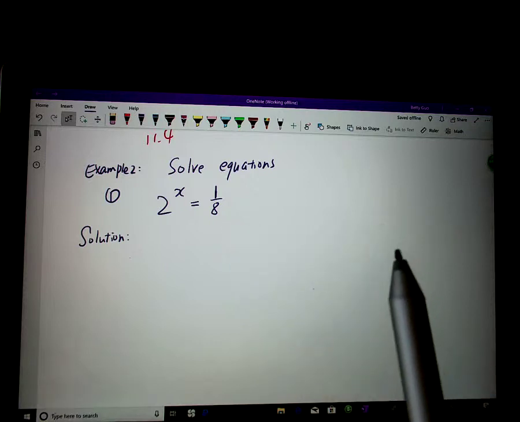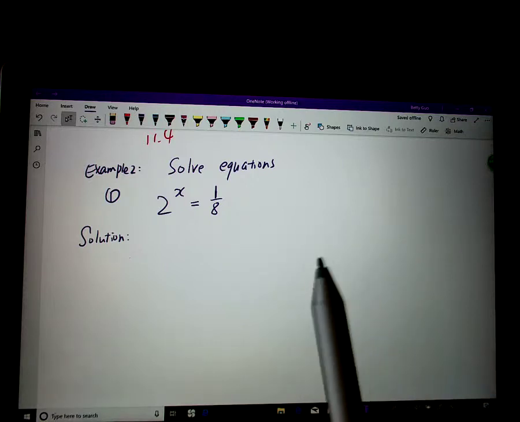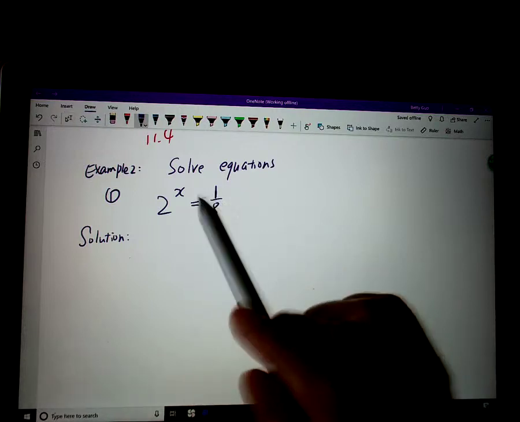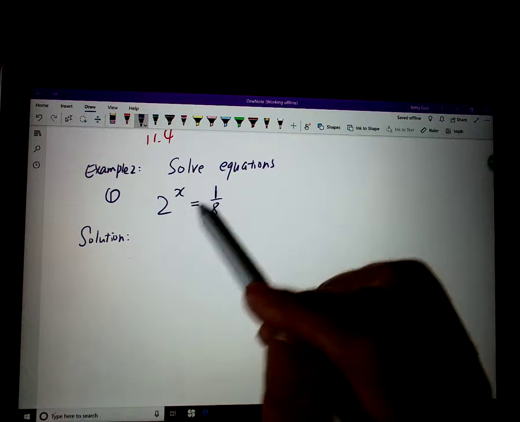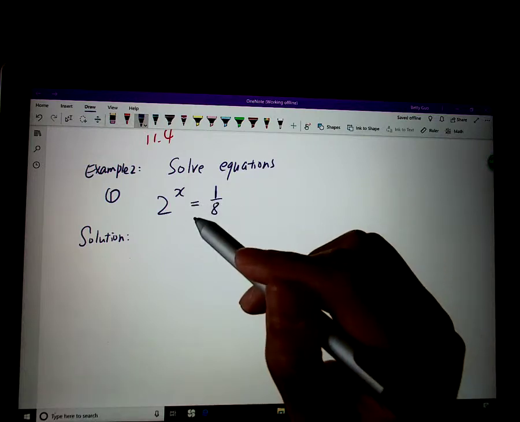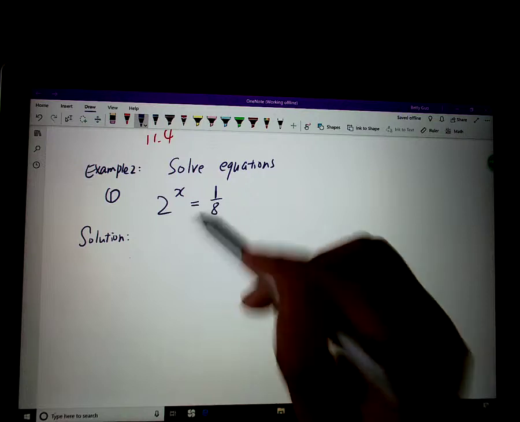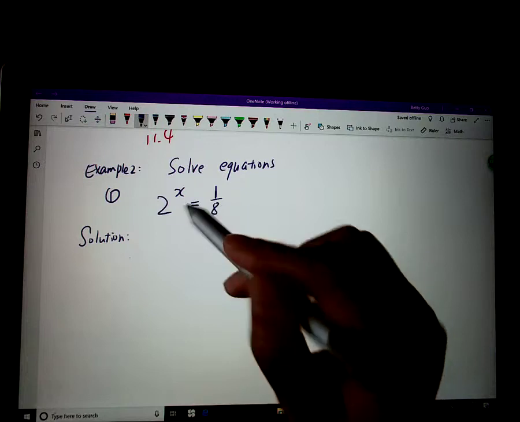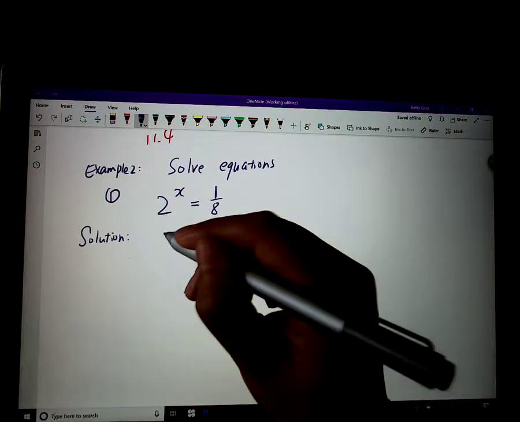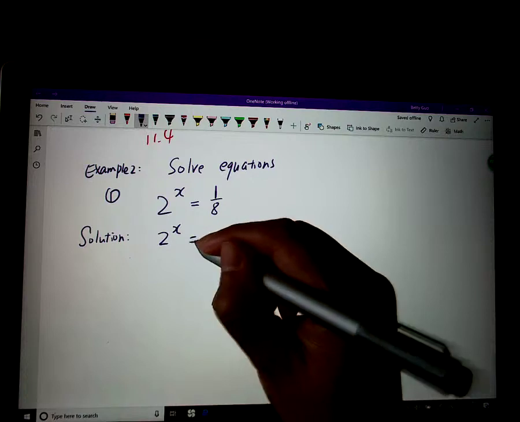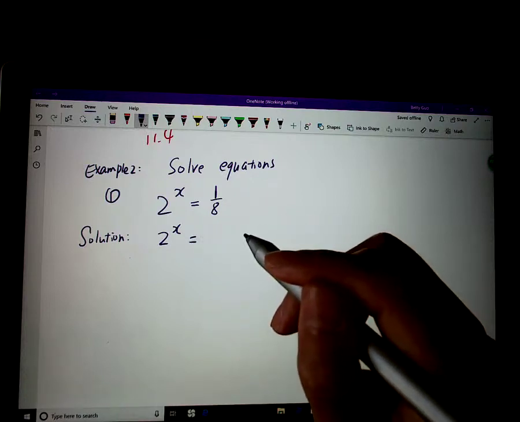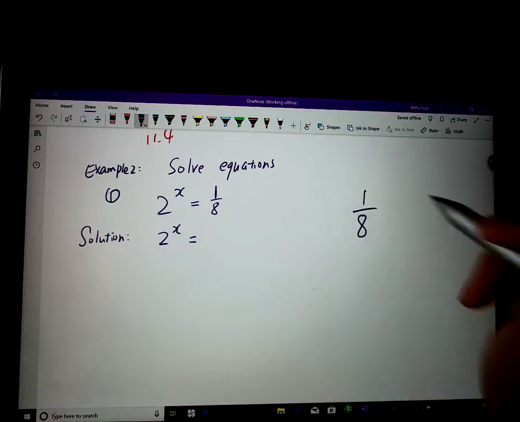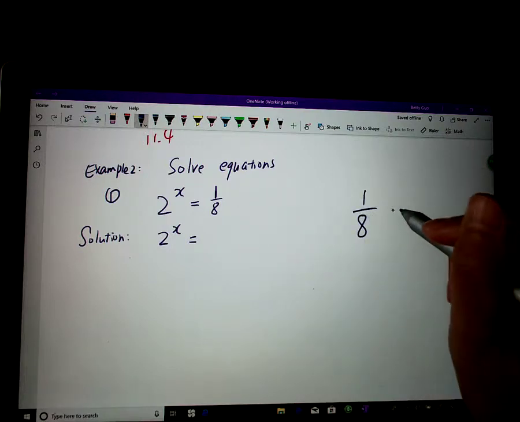Some books call this type of equation an elementary exponential equation because the form is pretty simple. The way to solve it is also simple. We look at both sides of the equation. The left-hand side is 2 to the power of x, and the right-hand side happens to be a power of 2 as well. Could we write 1 over 8 as a power of 2?